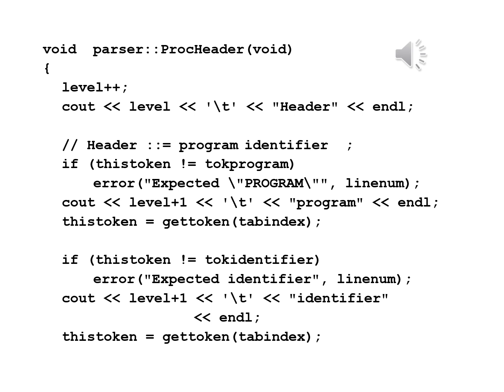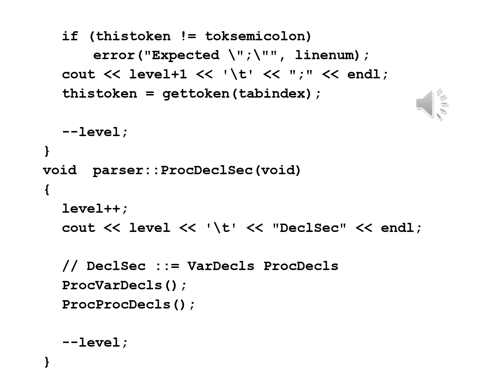The header has three symbols in its right sentential form: the reserved word program, an identifier which is the program's name, and a semicolon. In each of these three cases, we test to see if our current look-ahead token is the terminal that we are expecting. If it is, we print the level of this token, one more than that of the header, and the name of the token. If it is not the one we expect, then we handle the error. At the end of proc header, we decrement the level and return.